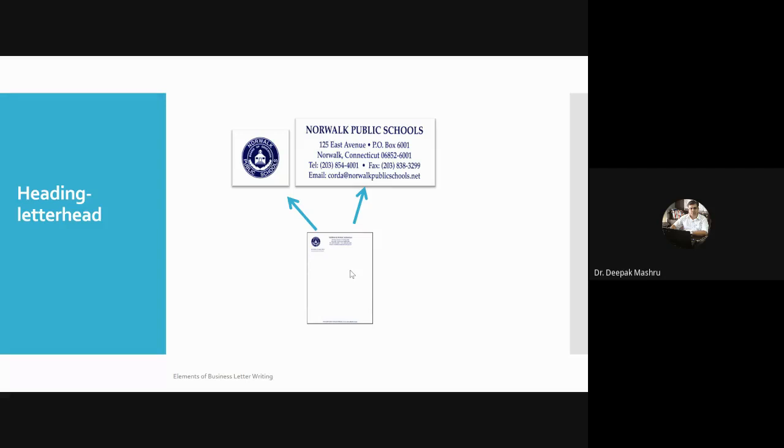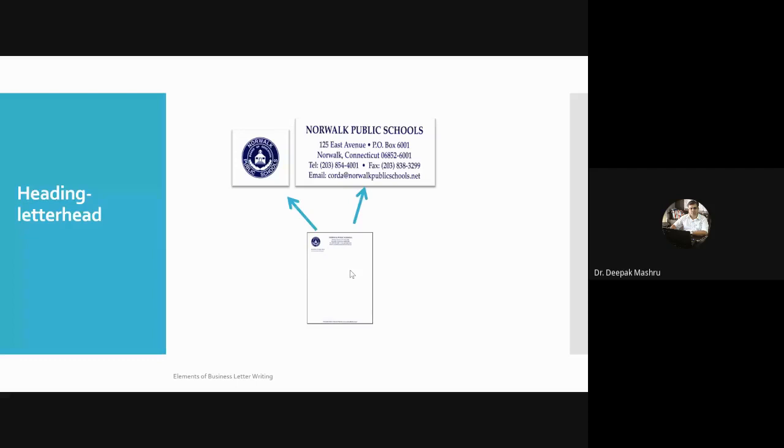In a letterhead, every company has their logo. It's not some roadside logo, but a company's logo. So the logo is there and the company's address is there. Even you can write the major products or services you are dealing with. You can also mention that in your letterhead. Okay. Date.